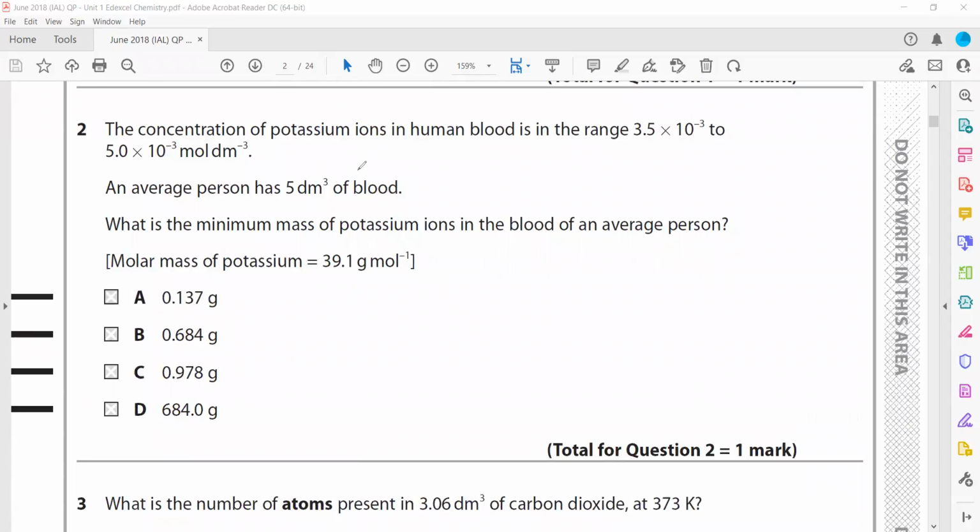In question 2, the concentration of potassium ion in human blood can range from 3.5 × 10^-3 to 5 × 10^-3. On average, a person has 5 dm³ of blood, 5 liters. What is the minimum mass of potassium ion in an average person? So we have the concentration and we have the volume. When we multiply concentration by volume, that is per dm³. They're asking for the minimum mass, so we have to take the minimum concentration, 3.5 × 10^-3, which will give us the minimum mass of potassium ion in the blood.